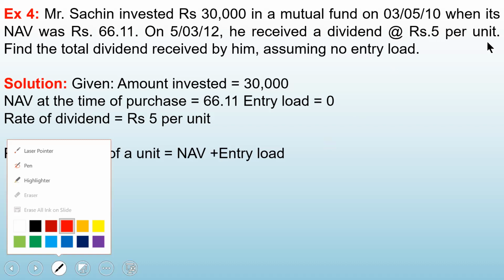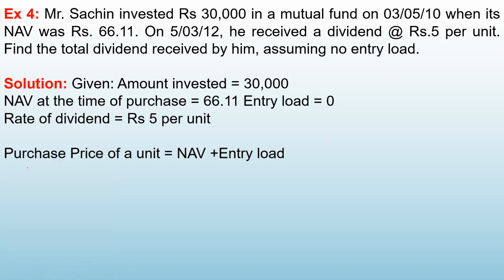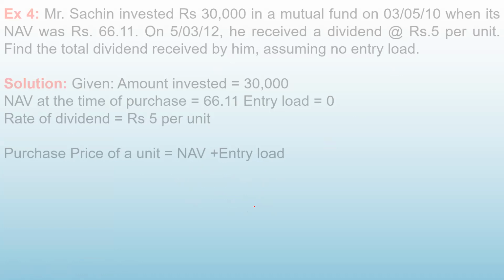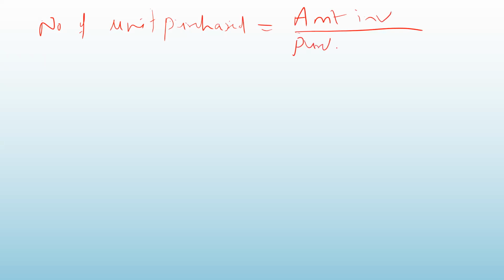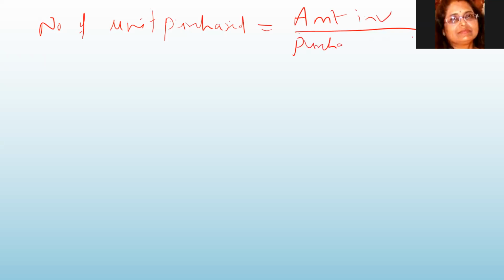So you must know how many units he has. We have to find out the number of units purchased. The purchase price of a unit is NAV plus entry load. NAV is 66.11, entry load is 0. So purchase price of a unit is 66.11. With this, you can find out the number of units purchased. Number of units purchased is equal to amount invested divided by purchase price of a unit.